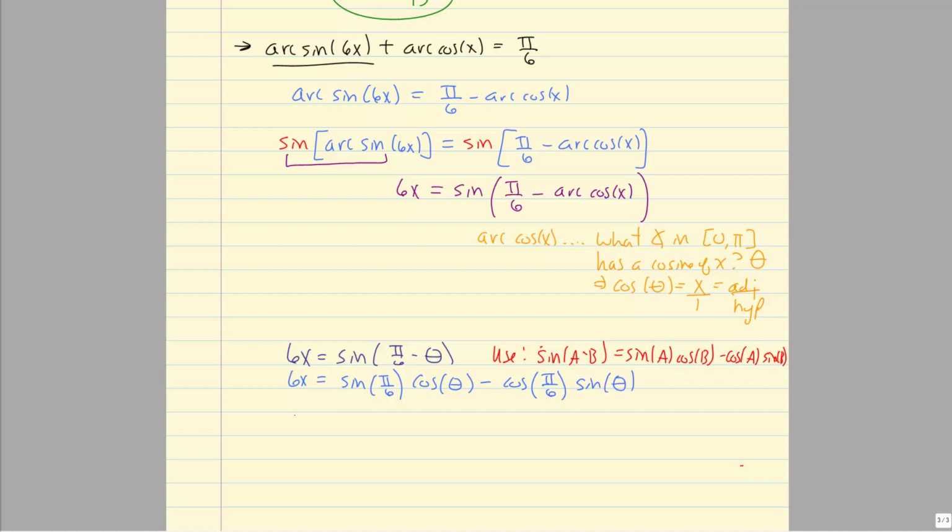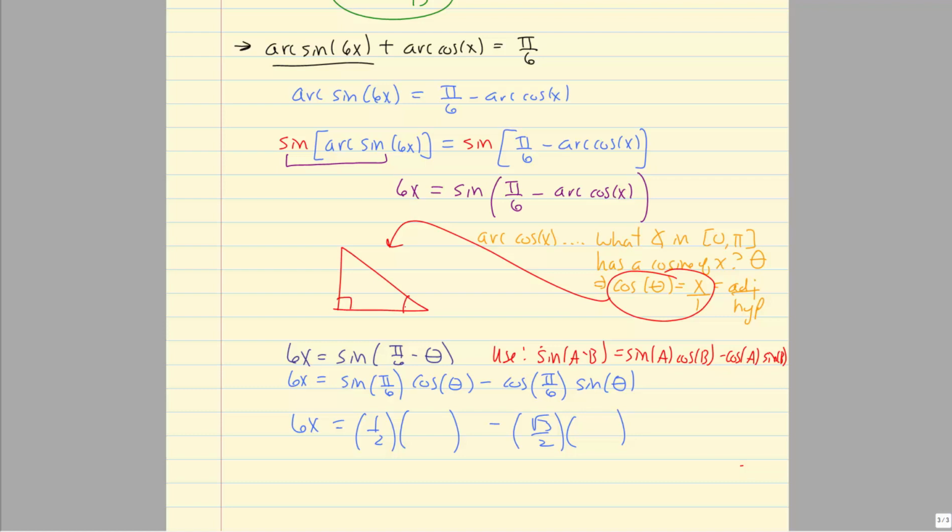Now, I know what the sine of pi over 6 is. That's that nice little 1/2. I don't know what the cosine of theta is. I do know the cosine of pi over 6 is square root of 3 over 2. So I need to plug these in. Now, the way I'm going to figure out what the cosine and sine of theta are is by drawing up my right triangle from this information right here. So let's go ahead and do that.